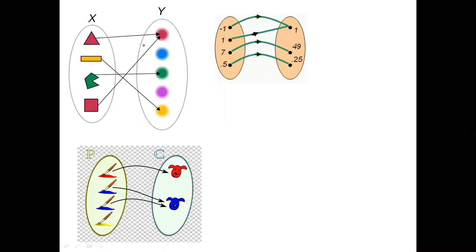As you can see, in the first example, there are different shapes and they are mapped to their respective colors. Can you see that? Different shapes are in the first set X.